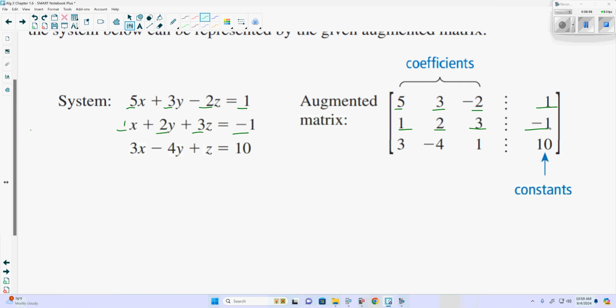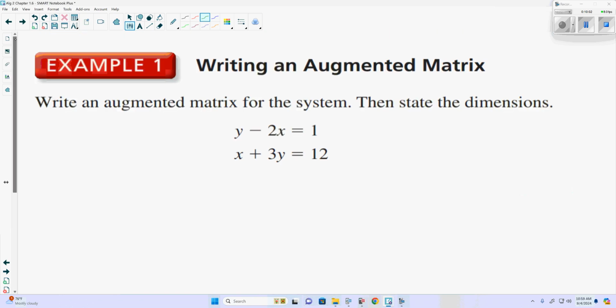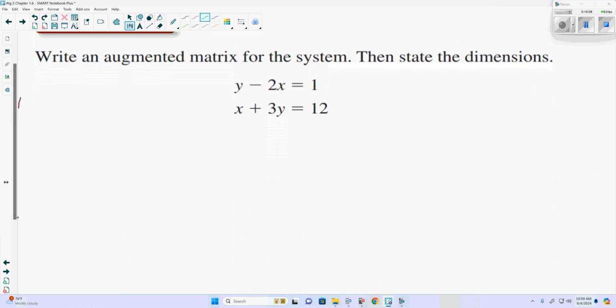All right, let's do one together. So, we want to write an augmented matrix for the system, then state the dimensions. So looking at these two equations, are both of them in the correct order? X, Y, Z, alphabetical. No. The top one, y minus 2x equals 1, yes? Okay. So we need to rewrite it. We need to put what first? X. So it'd be negative 2x, then plus y equals 1. And the second one is x plus 3y is equal to 12. Okay.